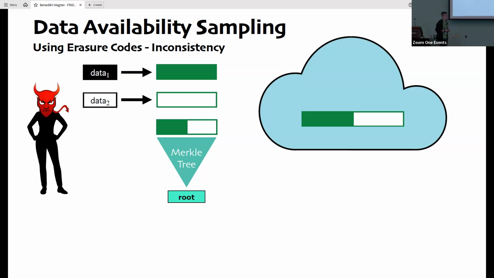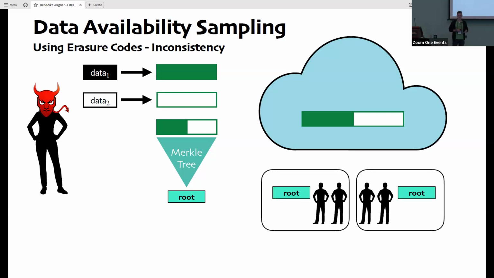Now let's look at what happens when the clients make their queries. Say the clients download the Merkle root. Now say there are some clients that randomly make queries and end up querying just the first half, and maybe some other clients querying just the second half. Now we group these clients into these two groups. From the perspective of the left group, it looks as if data 1 had been encoded, whereas from the perspective of the right group, it looks as if data 2 had been encoded. So in some sense, these two sets of clients have consensus on the Merkle root, but they don't have any consensus on the data.